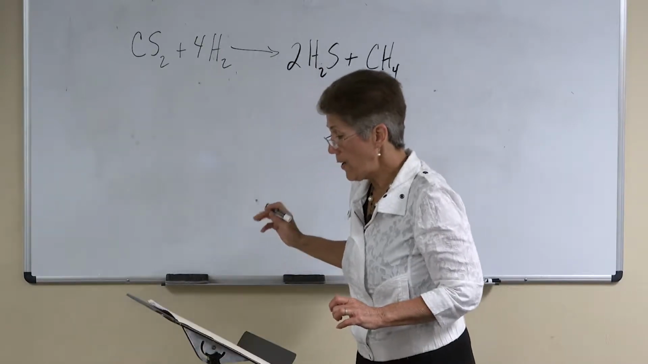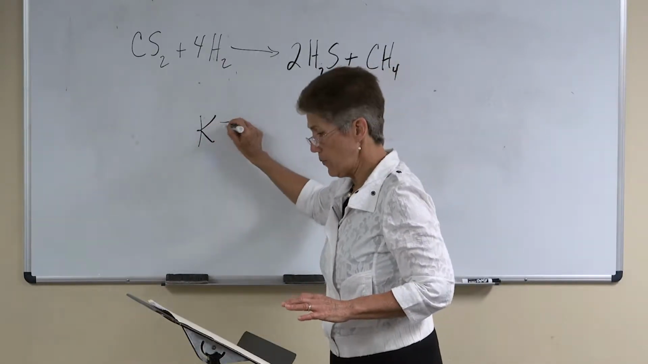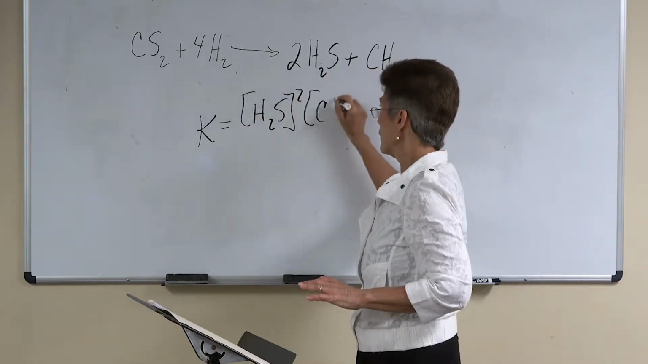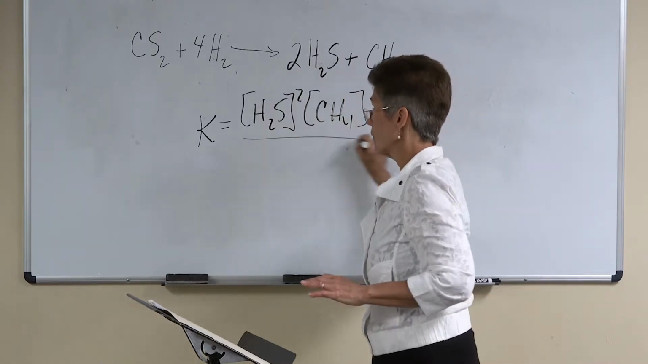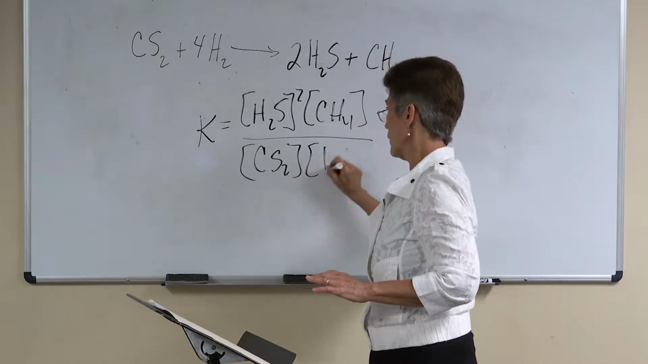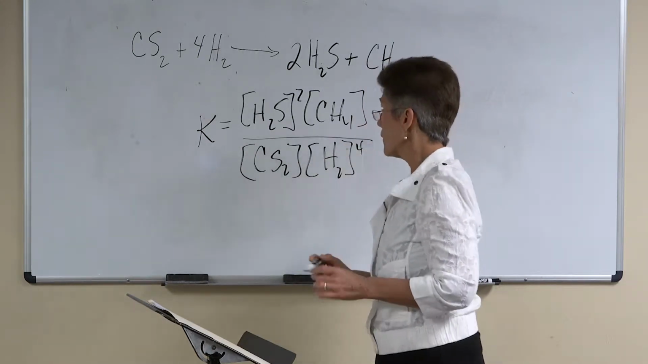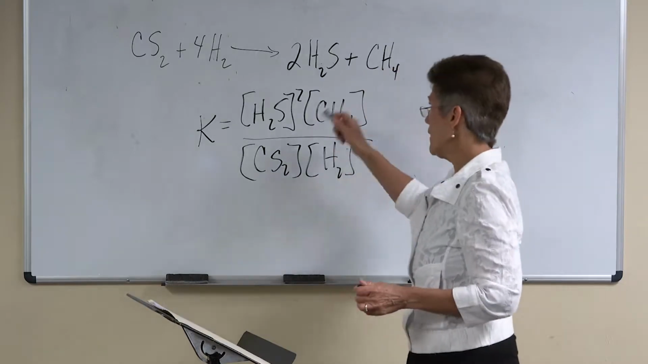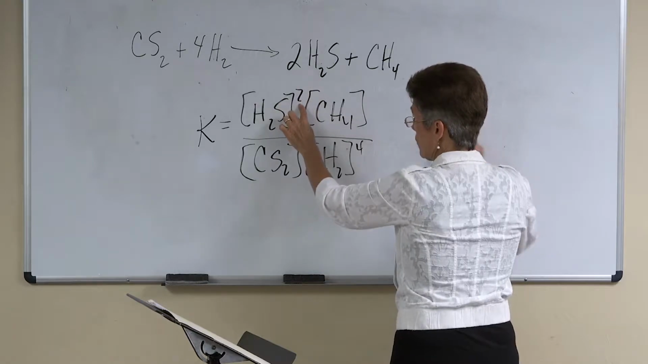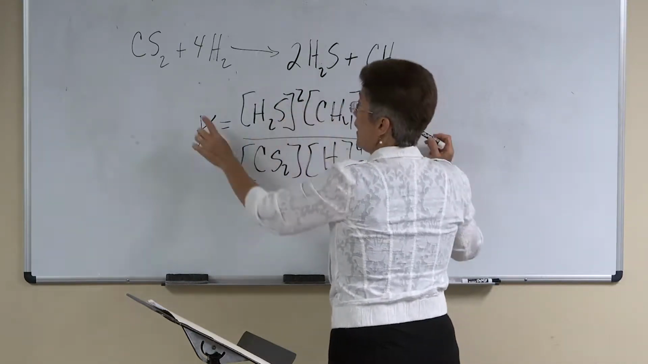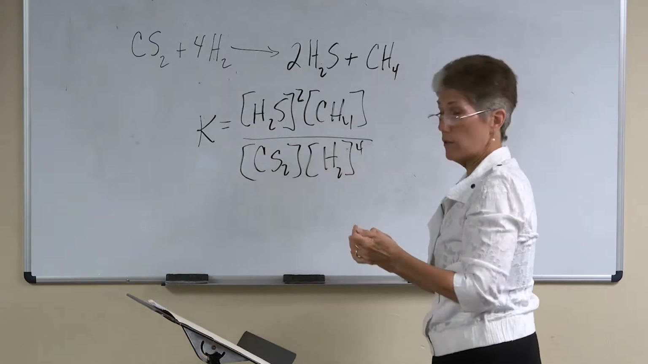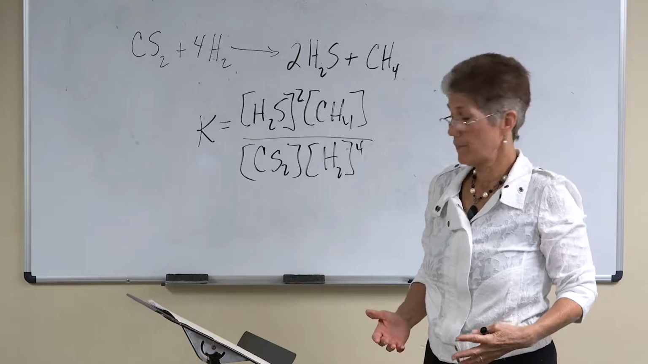And so when we take what we were given, there we go. This is what we were given, so I knew this was the products, this being the stoichiometric coefficient. And here's your reactants, and this is our stoichiometric coefficient. So we just worked backwards.